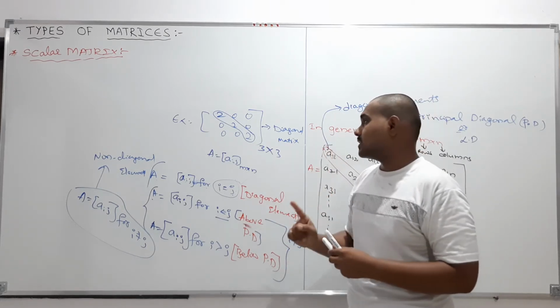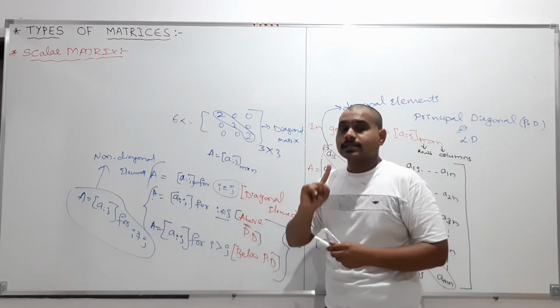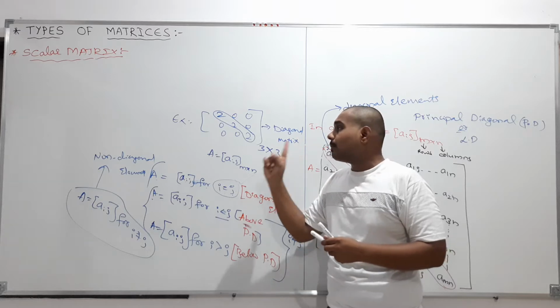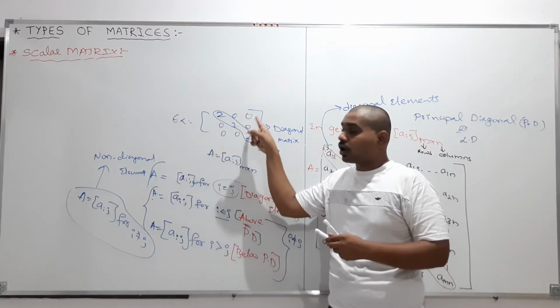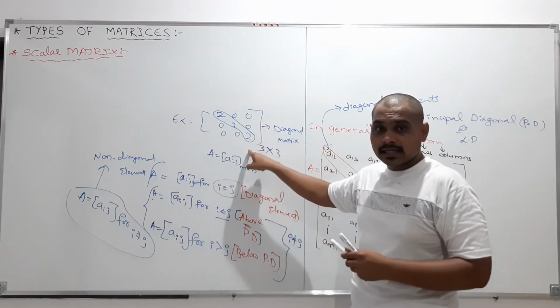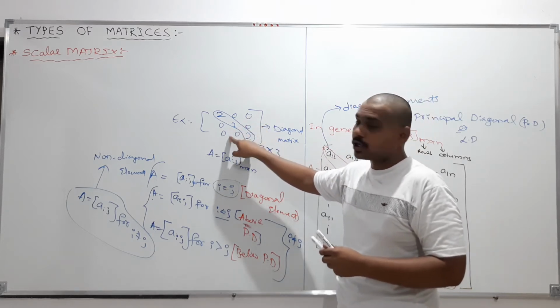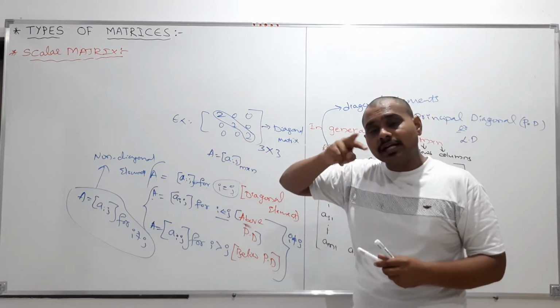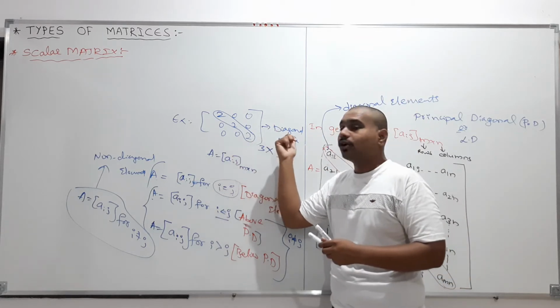The first condition is that the given matrix must be a square matrix, and square matrix means what? A matrix in which the number of rows is equal to the number of columns. The first condition is the matrix must be a square matrix and the non-diagonal elements must be zero. If these two conditions are satisfied, then that matrix we can call a diagonal matrix.